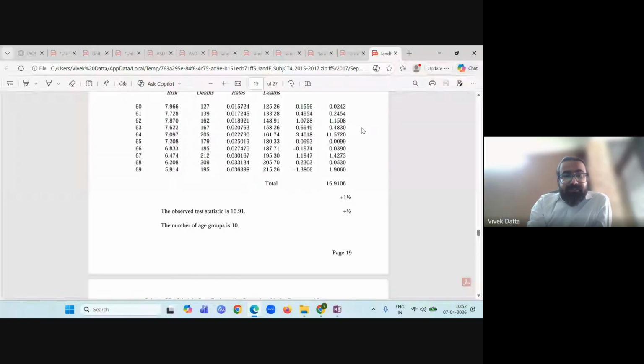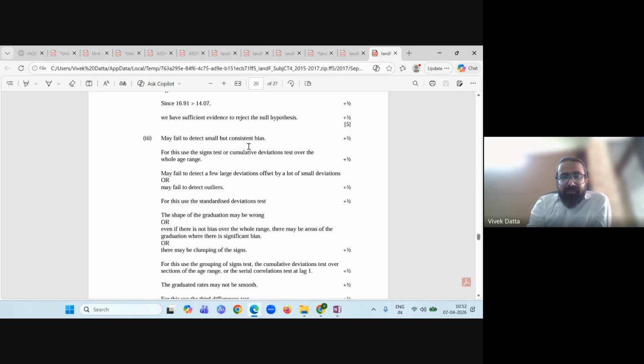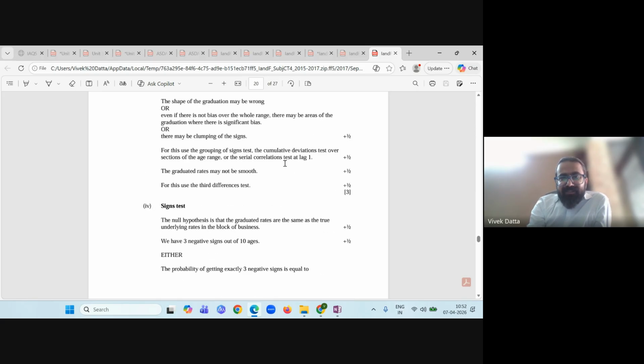Then the critical value, 7 degrees of freedom with 95% significance level. Why? Because 3 parameters are there, A, B, and C. So we have sufficient evidence to reject H0. These are the same things that we did last time.